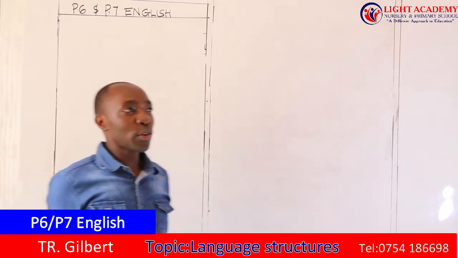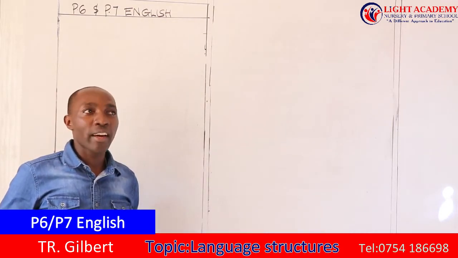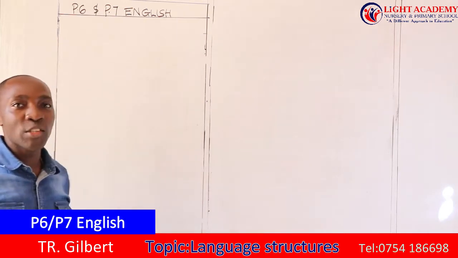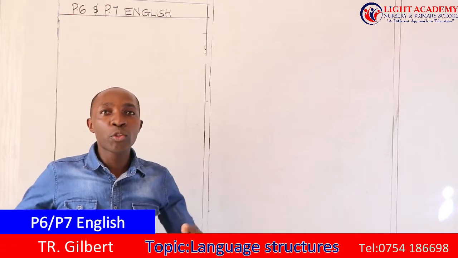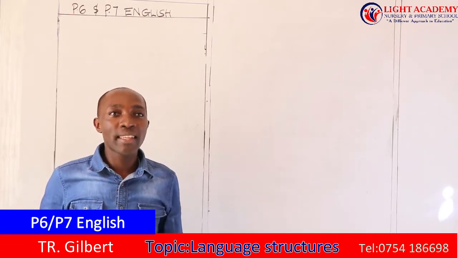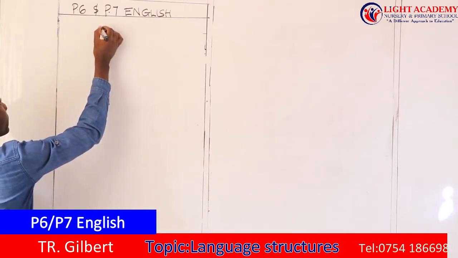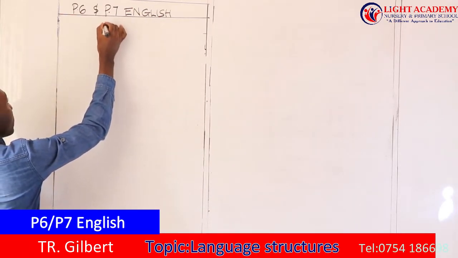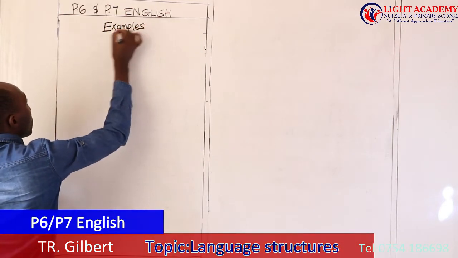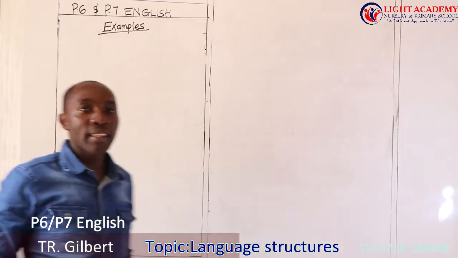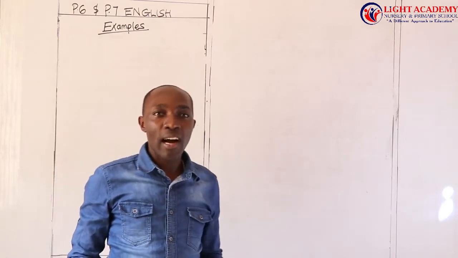Today, we're going to look at language structures. Specifically, we're going to point at structures which rhyme, which go hand in hand, which you can use in very many sentences. For example, I'm going to write my sentence here, but in this sentence, I want to construct as many sentences as possible.